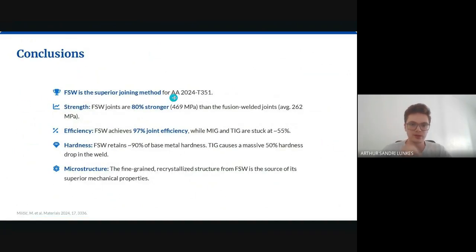The conclusion of the article is that the friction welding is a very superior joint method for these aluminum sheets. The friction stir welding is very superior in strength, very superior in joint efficiency, very superior in hardness. So the reason why the friction stir welding is superior is because they have a thinner grain because of the recrystallization structure.